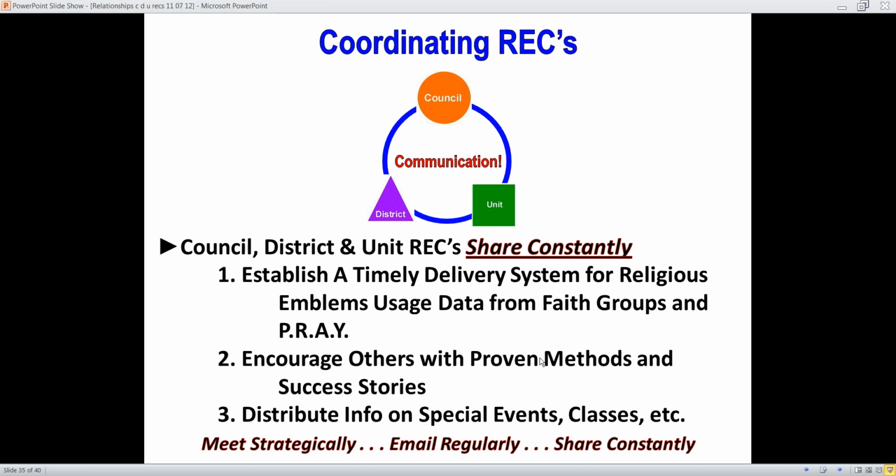As Murphy's Law will have it, on occasion you sometimes find out this information just after that regularly scheduled meeting or email. So there certainly are occasions where you need to be sharing constantly. So all three are important. Meet strategically and judiciously, email regularly, and then share constantly.